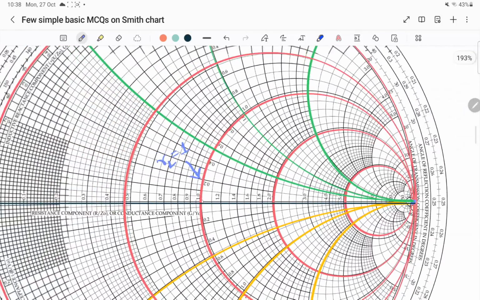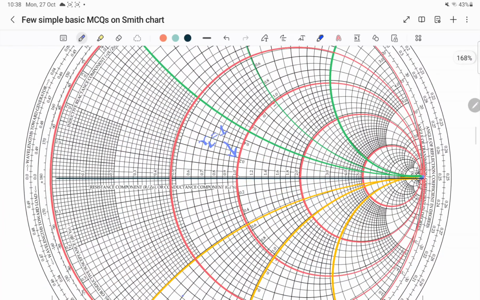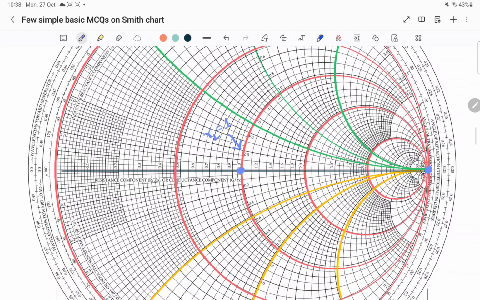And if you notice, all these red circles pass through this same point. Not just the resistance circles, but the reactance circles also pass through this common point in a Smith chart. And this point in a Smith chart is a very special point. Similarly, this particular point in the Smith chart is also a special point, and this point on the Smith chart is also a special point. We will talk about these points in great detail now.